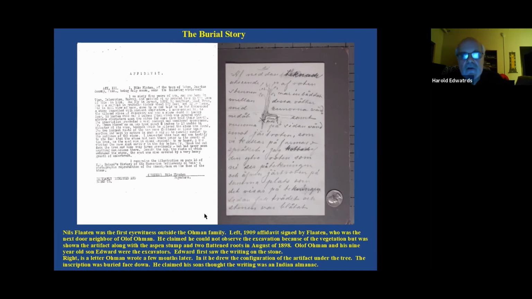A few months later, Ullman wrote a letter to the Minnesota Historical Society, and he made a drawing of the stone under this aspen tree. And he also said that he thought at the time the stone was an Indian almanac.